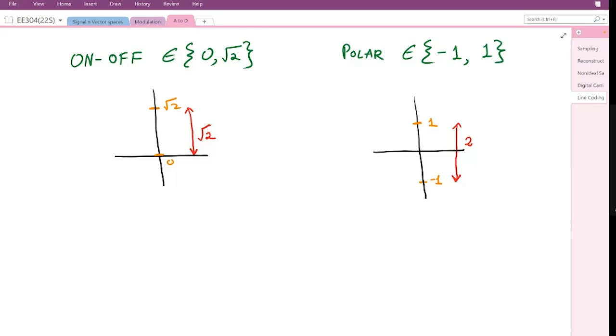Which one you said? You said on off or polar? On off, sir. So Aditya says on off would be better. Anyone else? And the reason he's giving is that it will take less time to change. Before I ask which one is better, you should be asking what is the performance metric, because depending on what is desired, which one would be better may change.